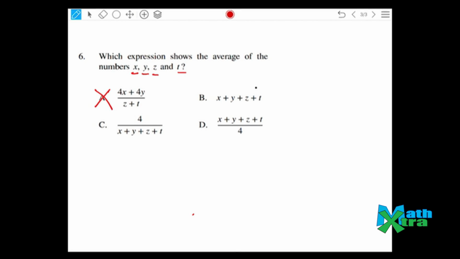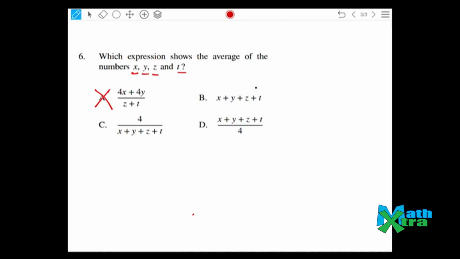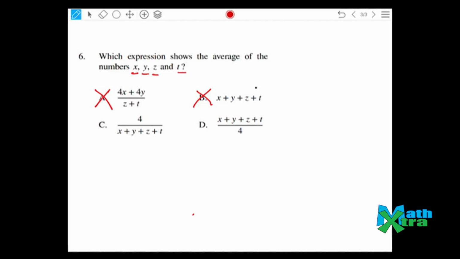Do you understand how I got A is incorrect? Because x plus y plus z and t, they're different. They're not the same number. So there's no way we can add those together. Yet. B looks like what I'm saying, but B is incorrect because we forgot to divide by 4. Remember, when we're talking about average, we're adding and we're dividing.